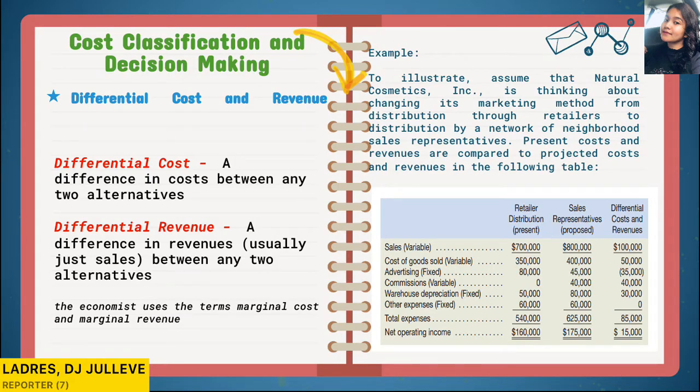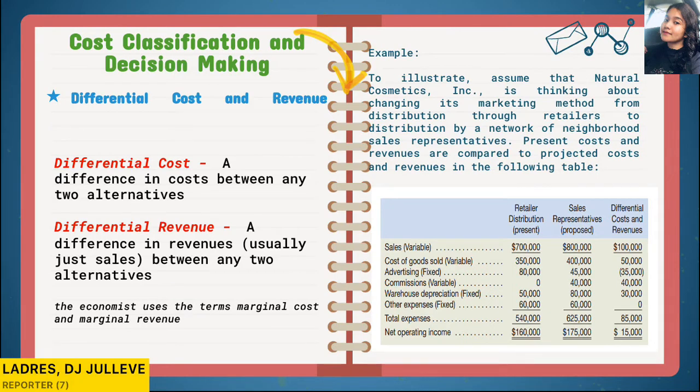Differential cost and revenue. Differential cost is a difference in costs between any two alternatives. A differential cost is also known as an incremental cost. This should refer only to an increase in cost from one alternative to another. Decreases in cost should be referred to as decremental cost.